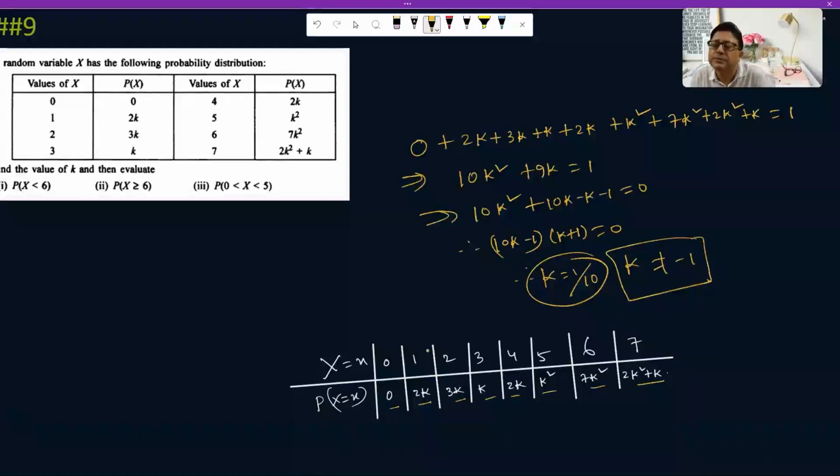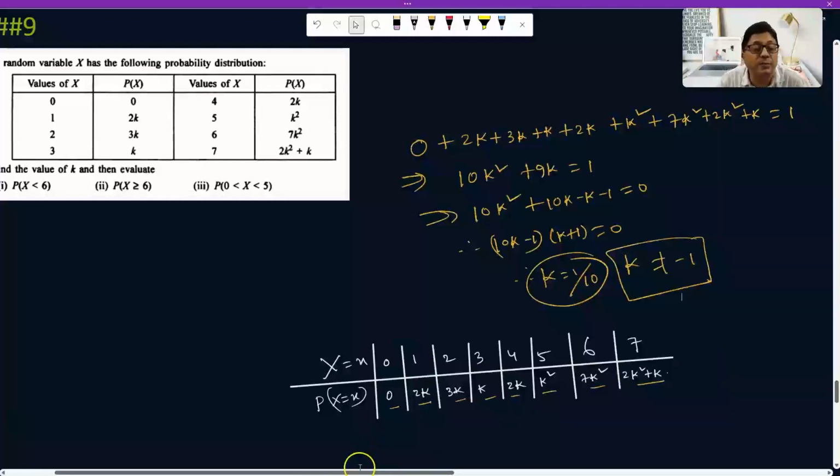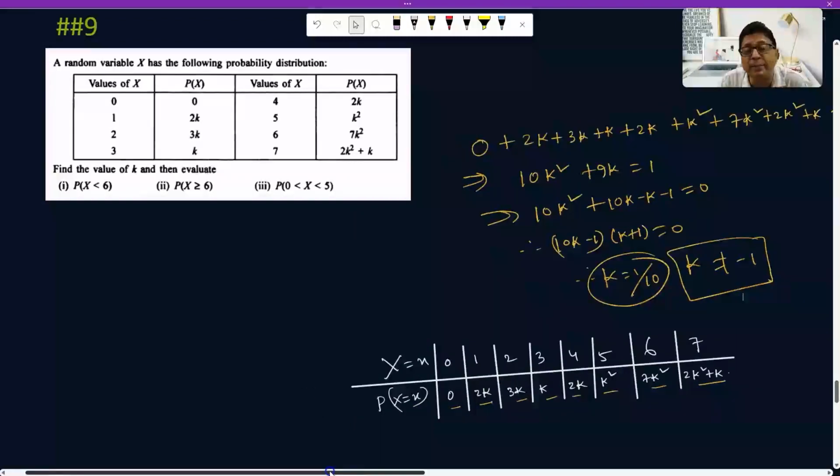Clear? So the value of k equal to minus 1 you cannot take. Then the sum of the probabilities is going to be negative. That is not possible. Probability cannot be negative. The value of a random variable can be negative.